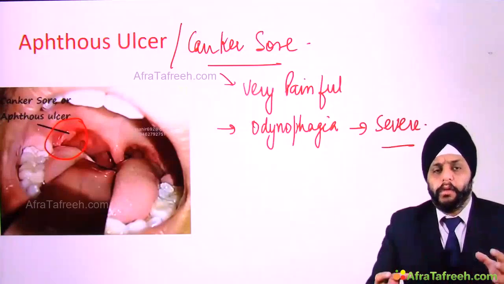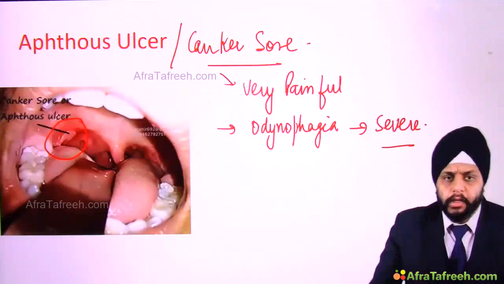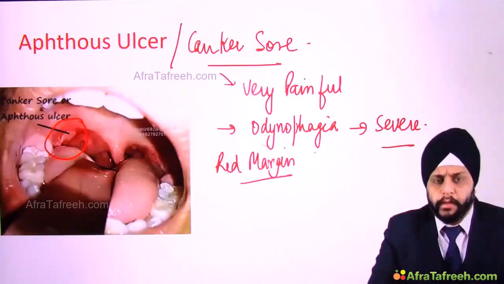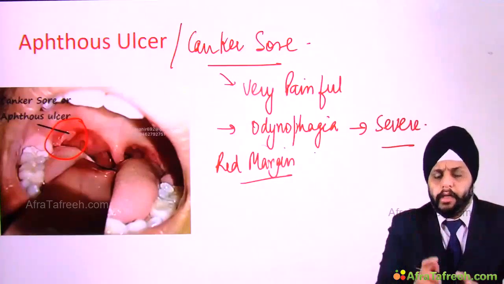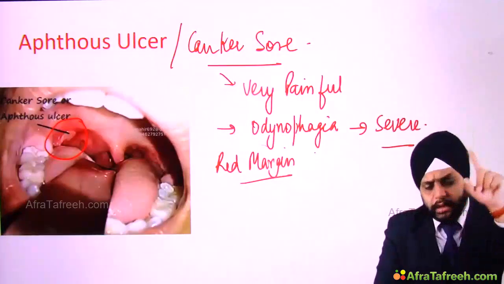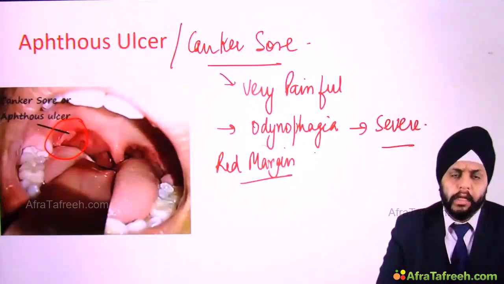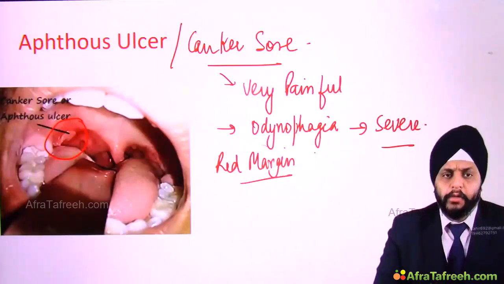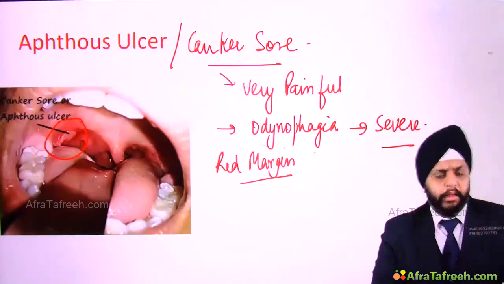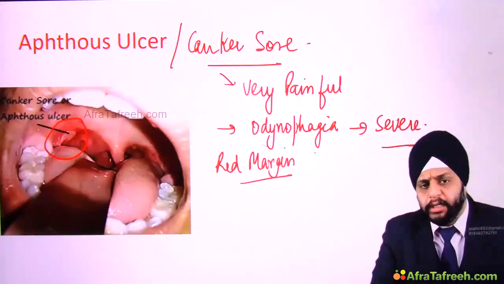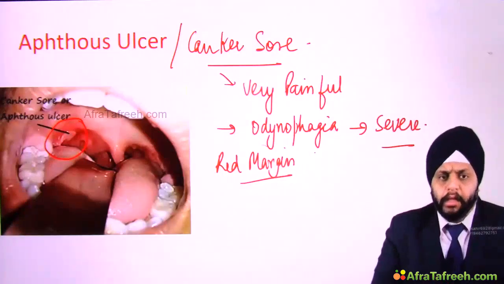Now, what else? When you look at this ulcer, you will see that all around the ulcer there is a red margin. There is a red margin all around the ulcer, and there may be some inflammation around the red margin, but there is a typical red circle, a red margin around the ulcer, and when you see that red margin, you will be sure that it is a case of aphthous ulcer, right? Okay, so these are the different conditions that can mimic a membrane over the tonsils.